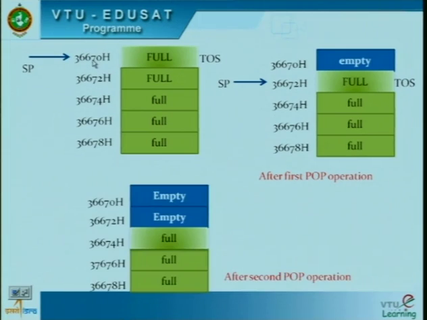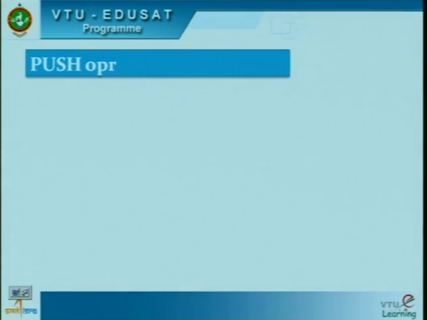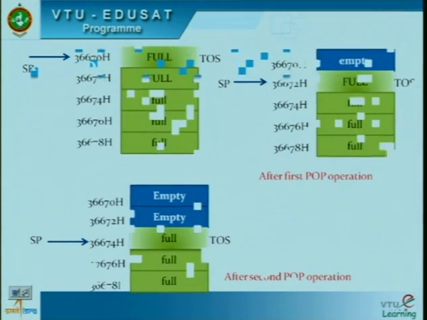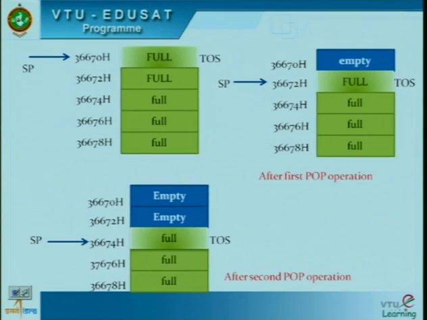Now after the second pop operation, carefully observe: after one pop, your SP gets incremented by 2, and the top of the stack becomes 36672. After the second pop, your SP gets incremented by 2 again, so SP will point to 36674H, and the top of the stack is 36674H. This is all about how the push and pop operations work in the 8086.